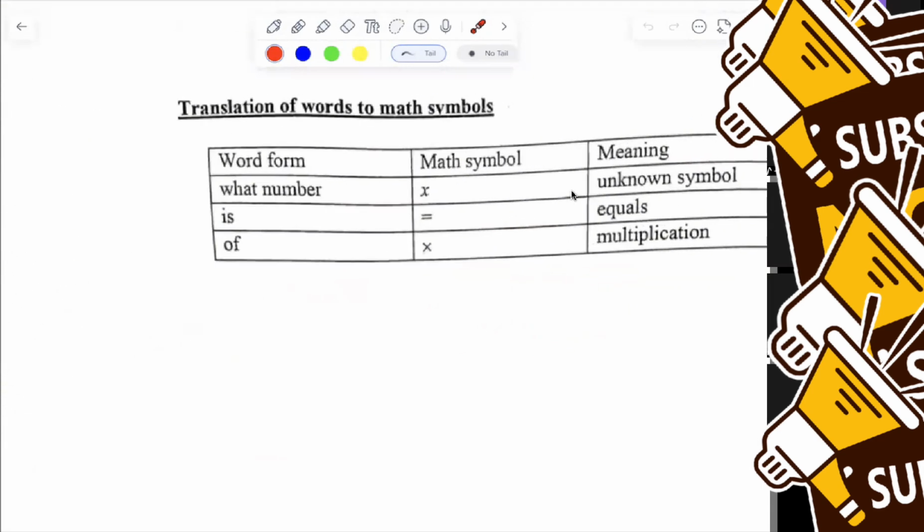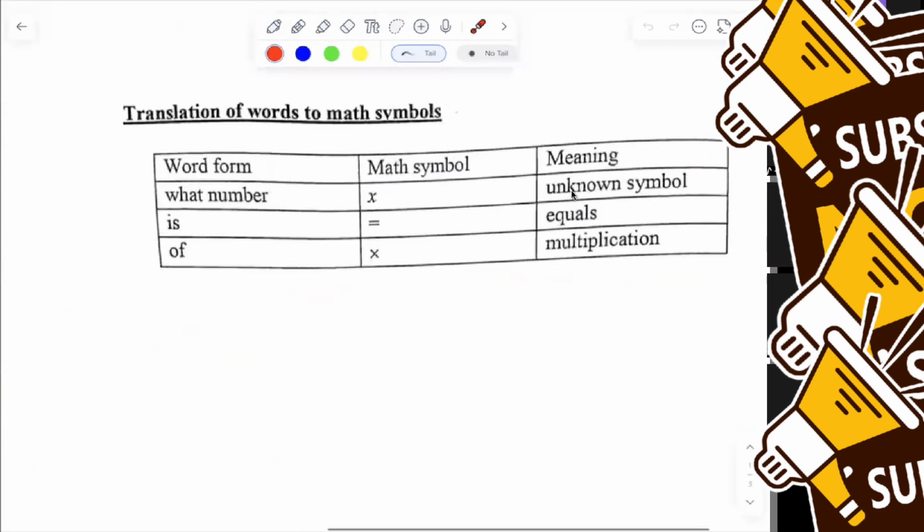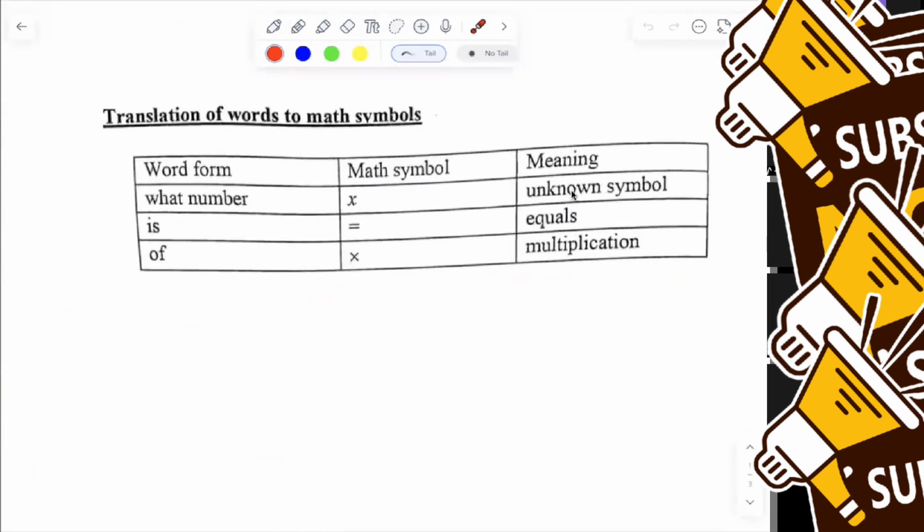Right. Translation of words to math symbols. "What number" is X, an unknown symbol. "Is" is equal to, and "of" is times, or multiplication.